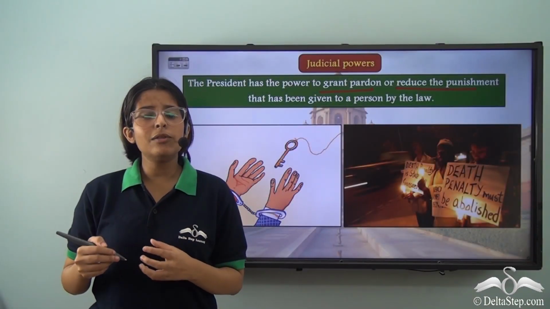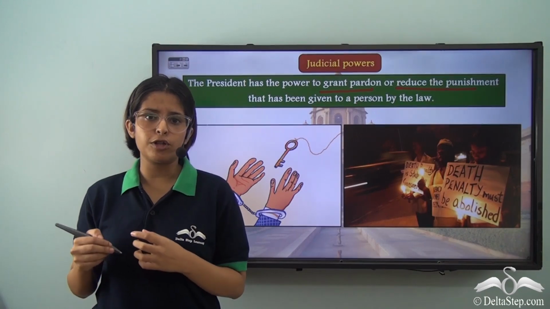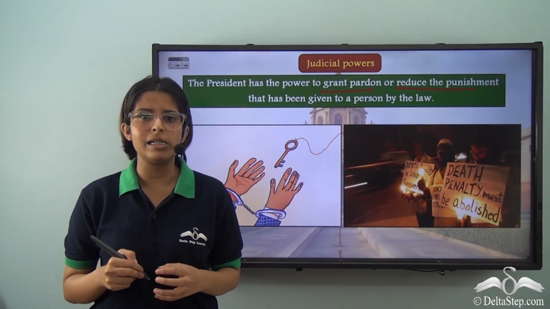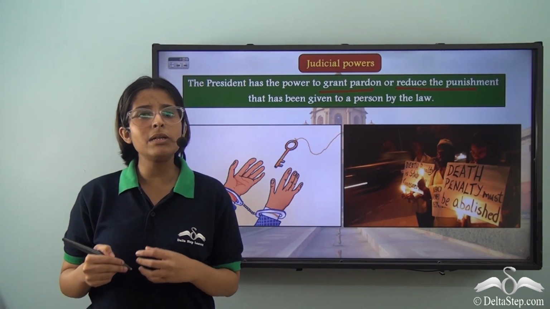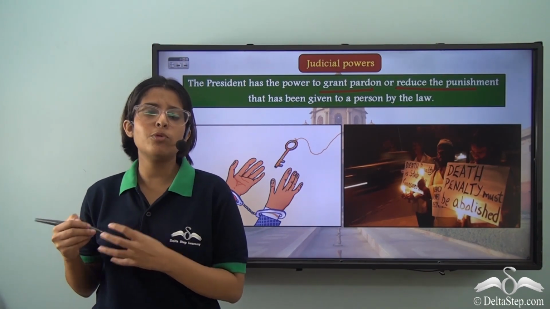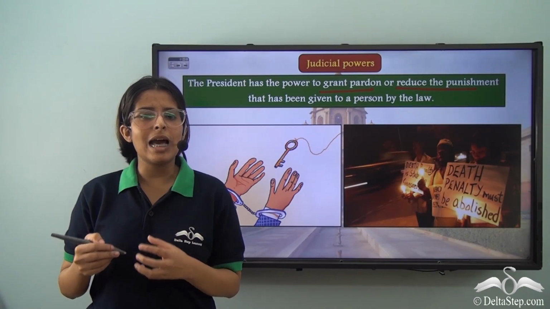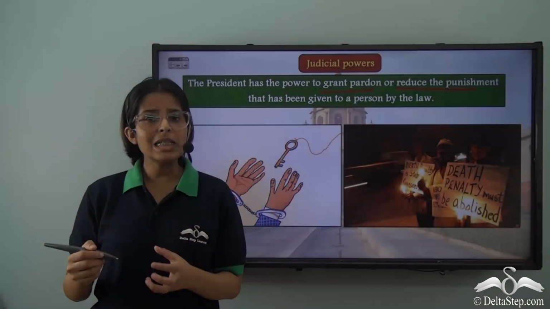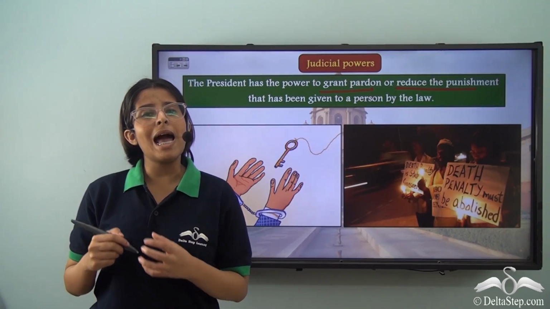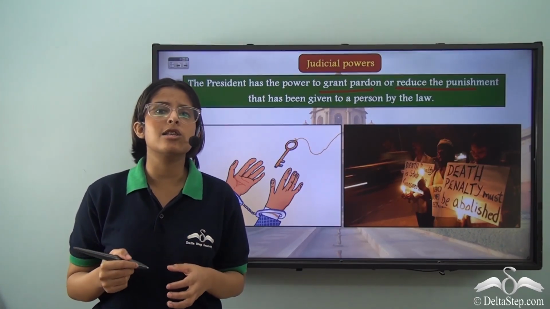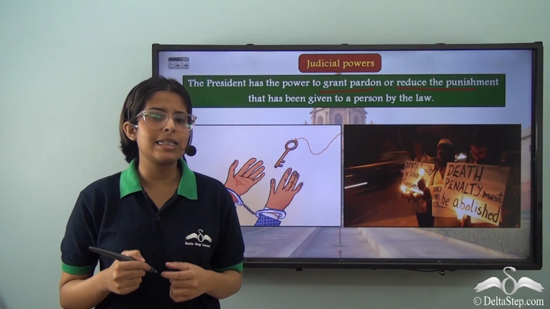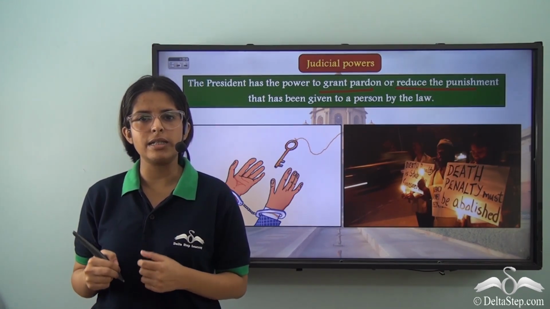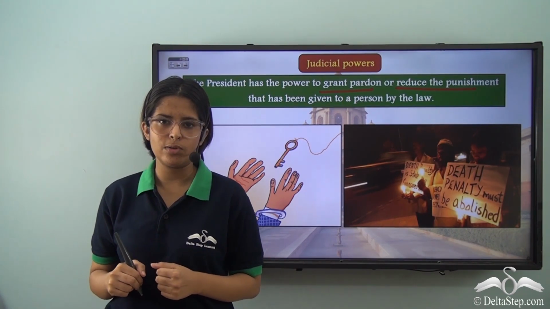For example, if a person has been convicted of a crime and has been given capital punishment, that is death penalty, he can submit his mercy plea to the President, and the President can pardon the death sentence. So, these powers of the President can be absolute as well as conditional, and he exercises these powers on the advice of the Council of Ministers along with the Prime Minister.